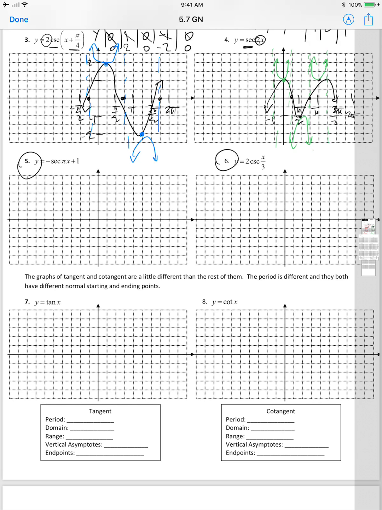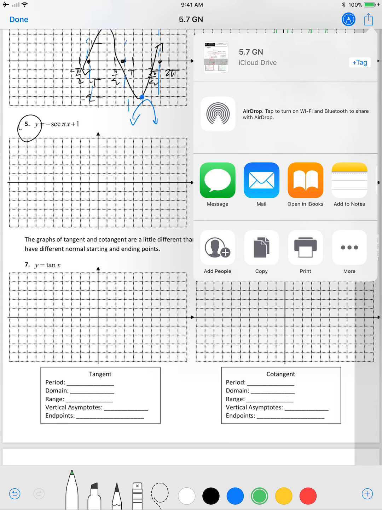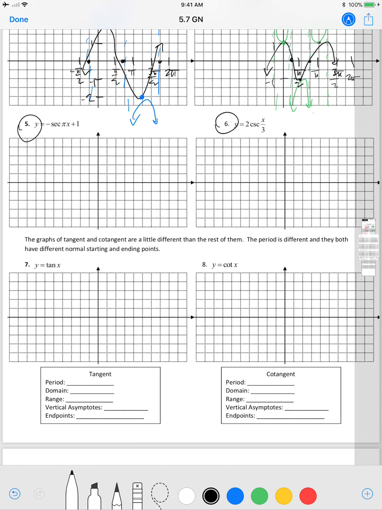But right now we're going to finish up. We're going to talk about the graphs of the tangent and cotangent functions. These functions are a little different. They are a little different. So remember, if you will, that the tangent of an angle is y over x.